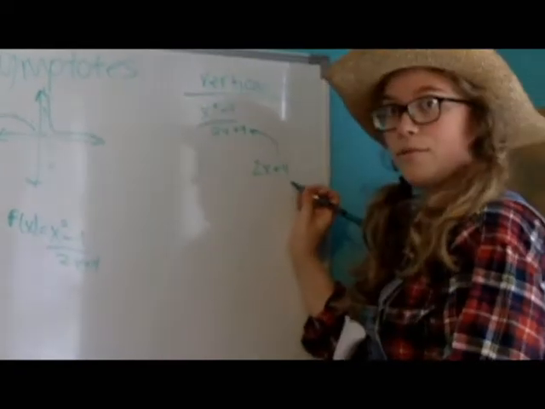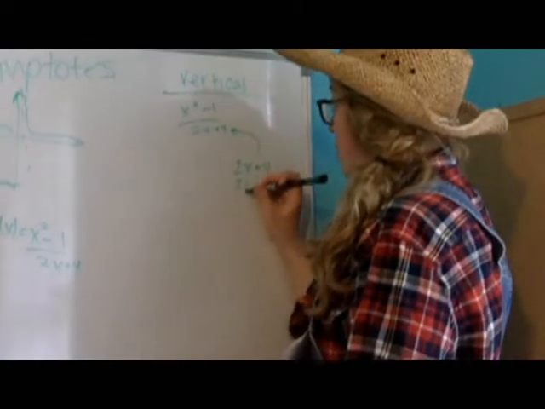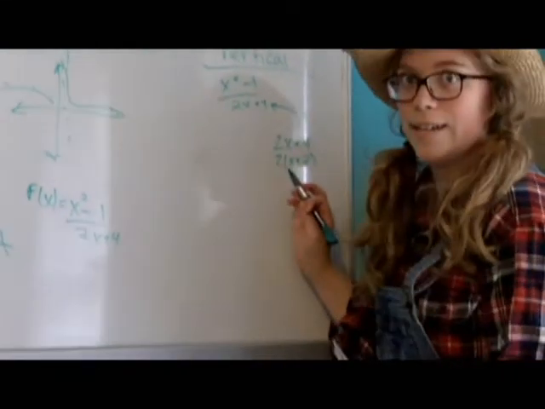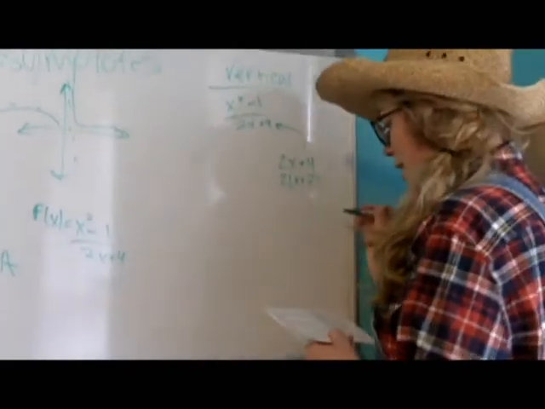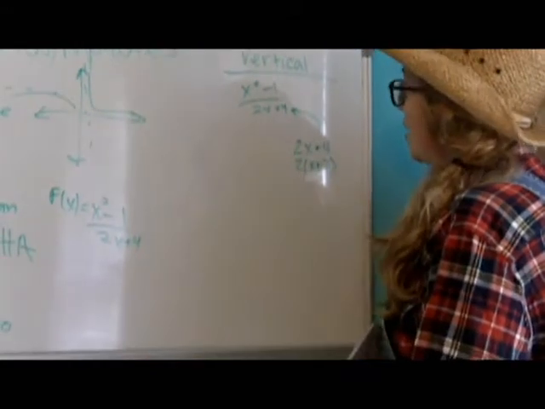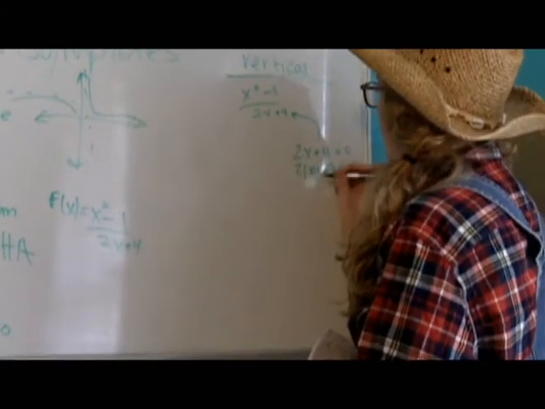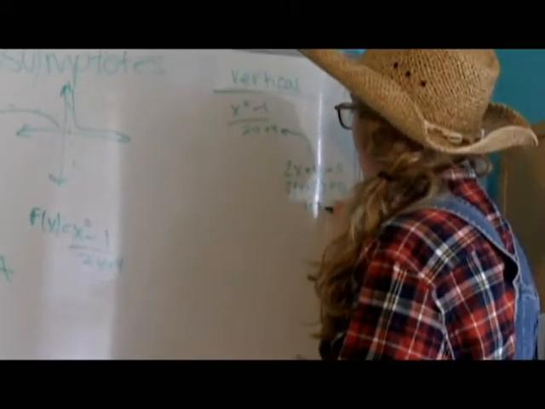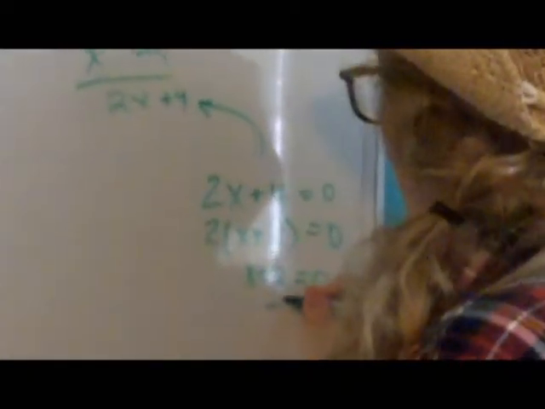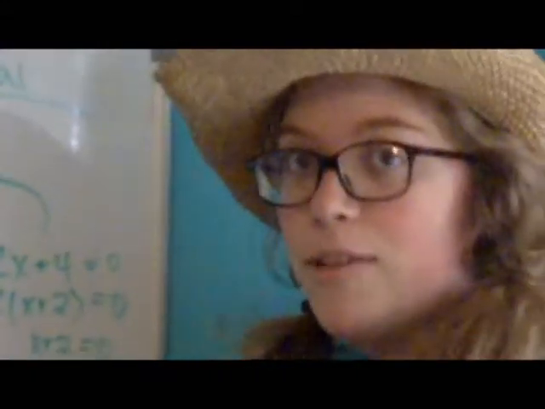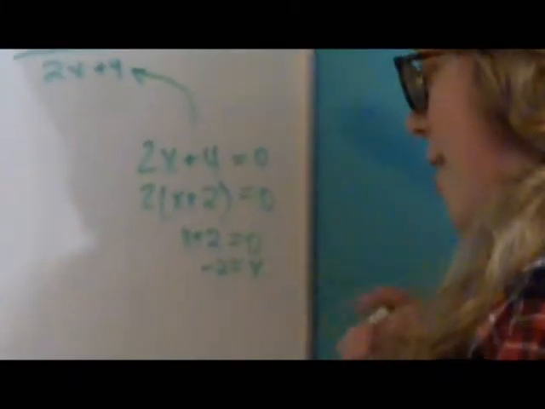You've got 2x plus 4, and you can factor out a 2. So the 2 really isn't going to matter, and you're just going to still have x plus 2. You're going to set that equal to 0. So you've got x plus 2 is equal to 0, and negative 2 is equal to x. So far, you have a vertical asymptote at x is equal to negative 2.